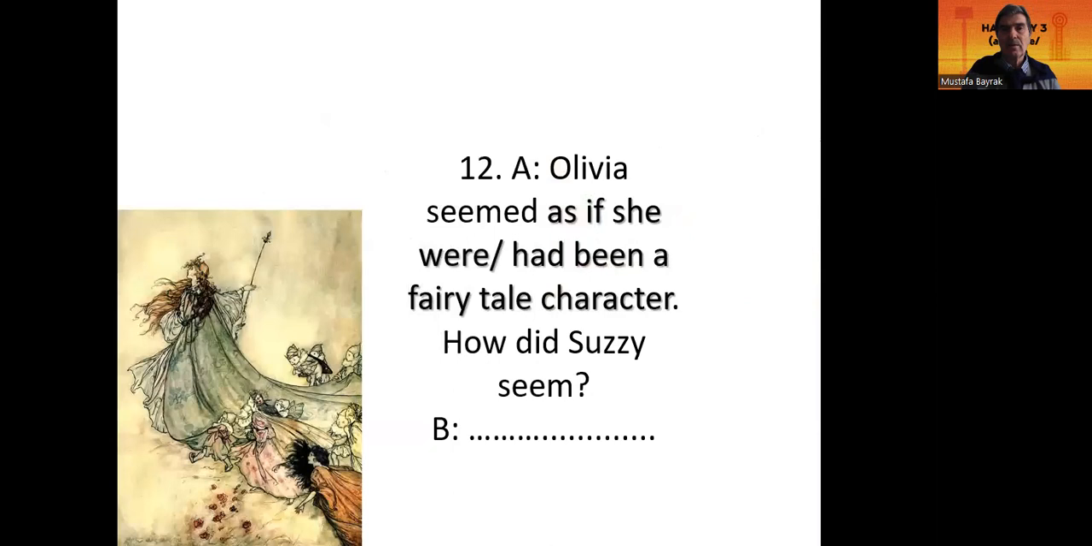Of course, we can make hundreds of thousands of sentences. Yes. Olivia seemed as if she were or as if she had been a fairy tale character. How did Susie seem? Susie seemed as if she had been Don Quixote, as if she had been Mona Lisa, as if she had been the Snow White, for example.